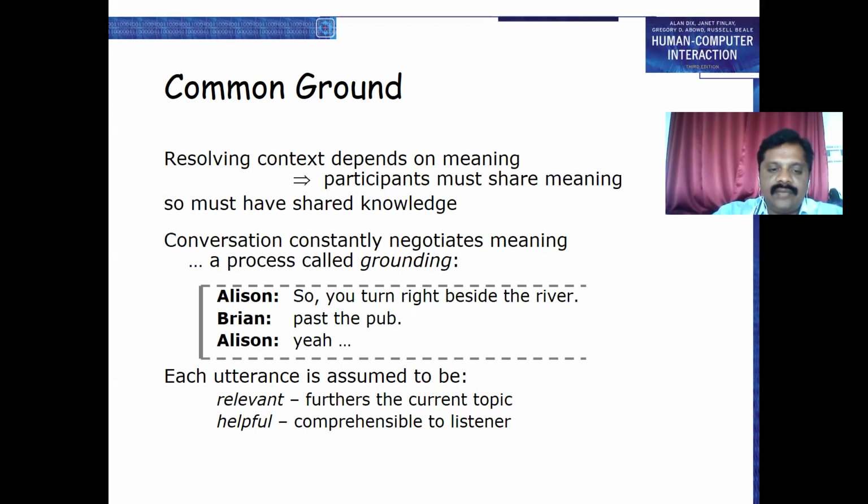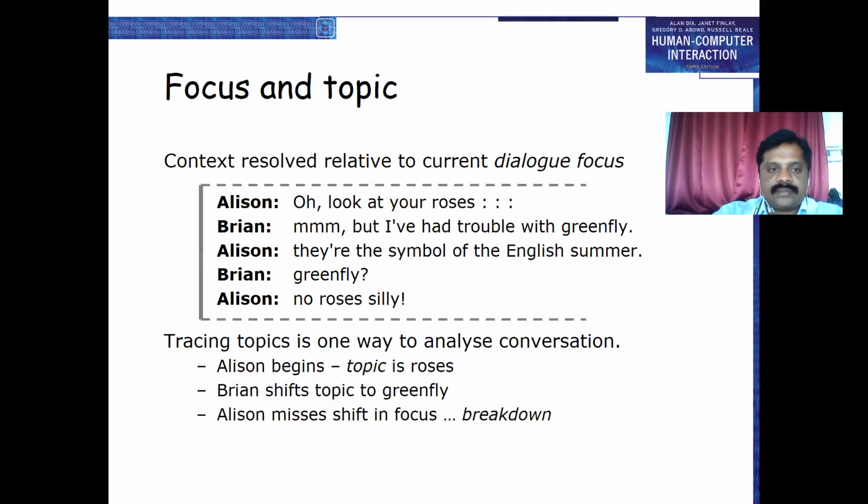Each utterance is assumed to be relevant and helpful. Relevant means it furthers the current topic; helpful means it is comprehensible to listeners. Focus on topic: in conversation we need to focus on the topic. Tracing topic is one way to analyze conversation.